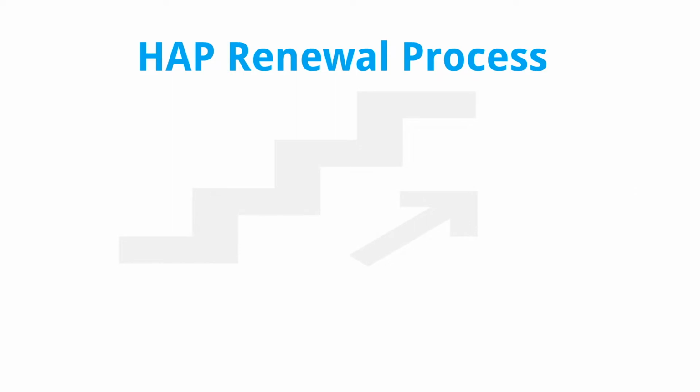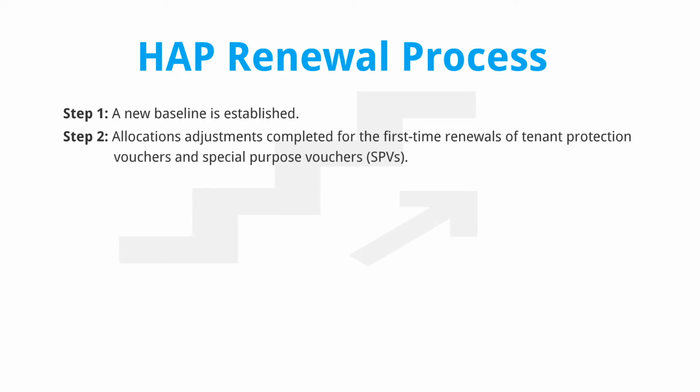In general, HUD provides renewal funding through the following steps. Step 1. A new baseline is established based on all validated leasing and cost data from the prior calendar year, capped at the ACC. Step 2. As required by the Appropriations Act, HUD adjusts allocations for the first-time renewals of tenant protection vouchers and special purpose vouchers, or SPVs. Step 3. The Renewal Funding Inflation Factor, or RFIF.